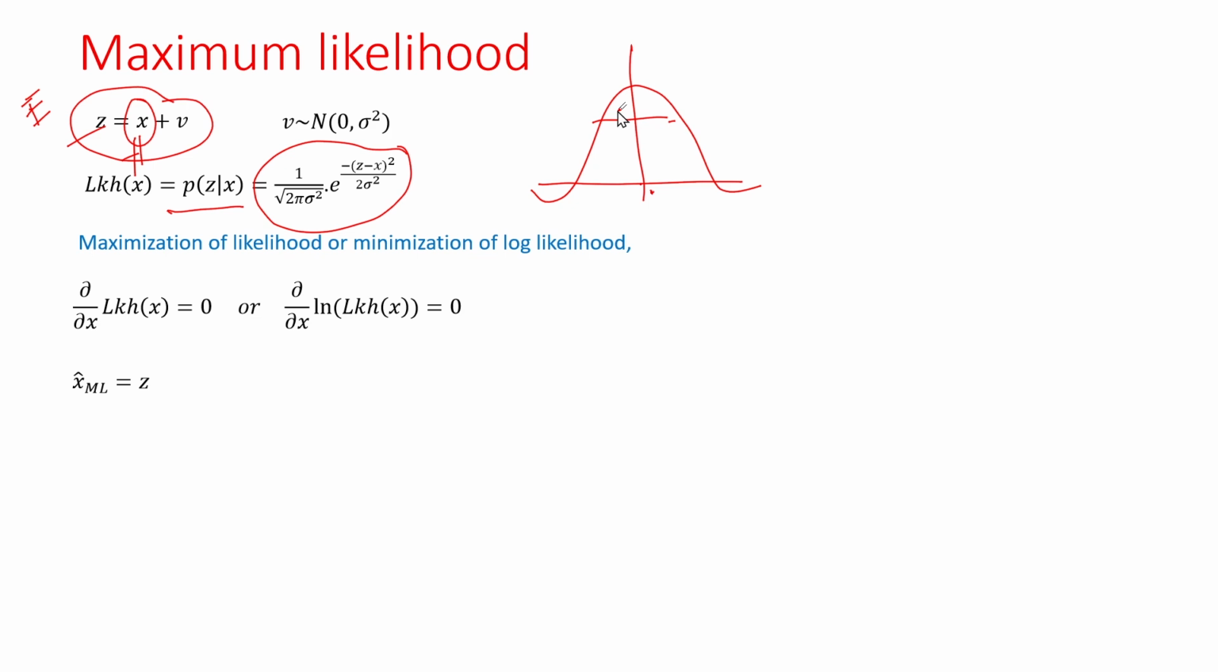Now, I have to do the maximization of it. Maximization of the likelihood means the derivative with respect to x of the likelihood function is 0, or we take the log, because it is an e to the power, and do a minimization of the negative log likelihood. Either case is the same. If you solve it and equate it to 0, you get x ML equal to your measurement point, that is your measurement Z. So, this is the measurement likelihood.